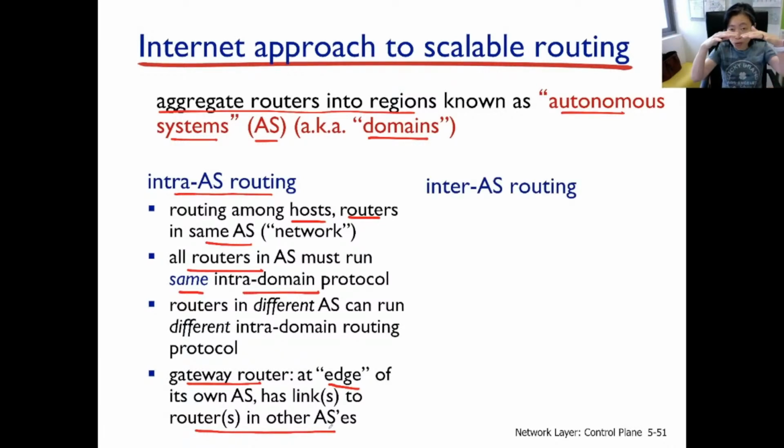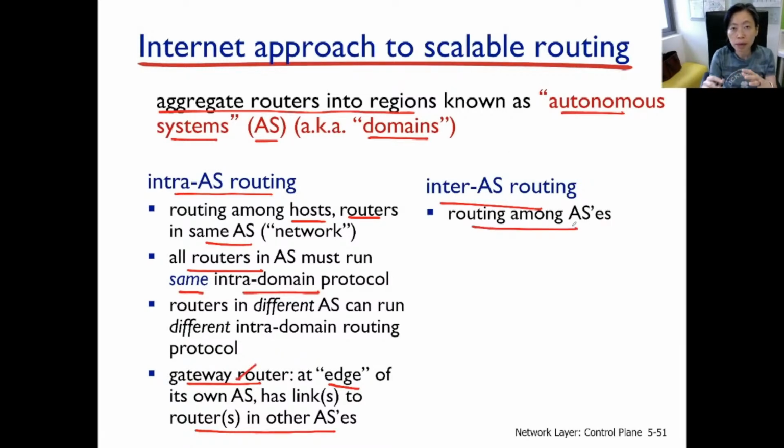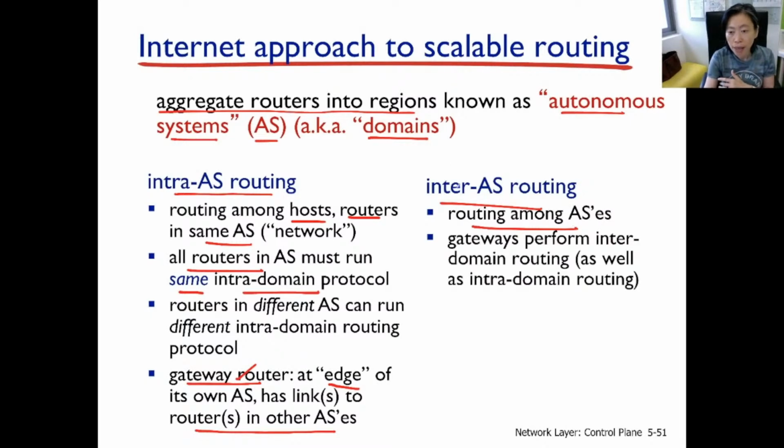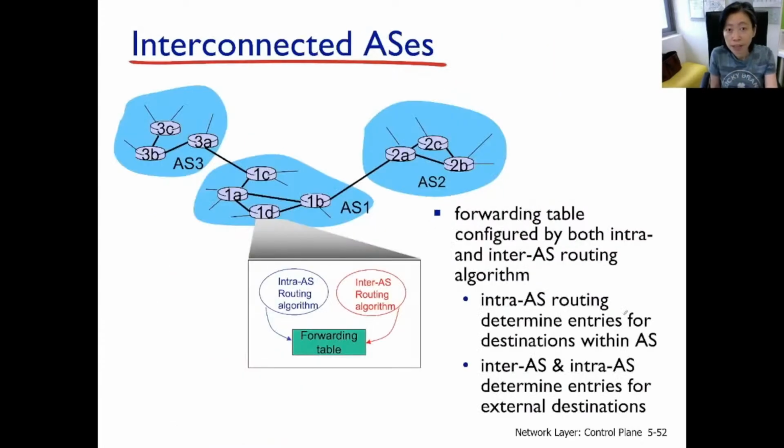And therefore, this routing protocol running in the backbone of the internet is called the inter-AS routing. So that is the routing protocol that's running across the gateway routers. This is the routing working among the ASs, and the gateway routers will be doing the inter-AS routing computation. And on the slide here, you see an example of ASs and how ASs interconnect.